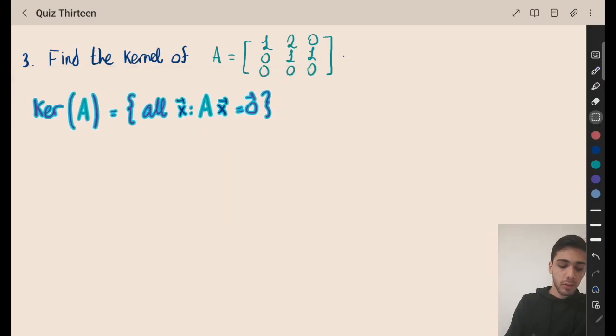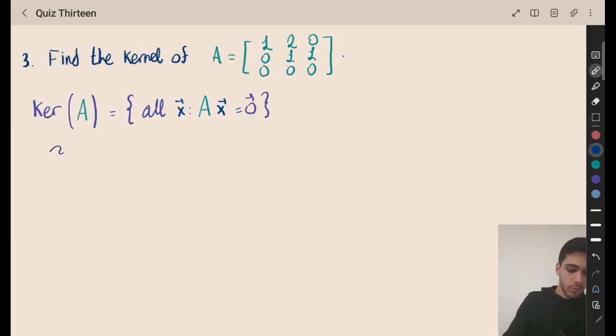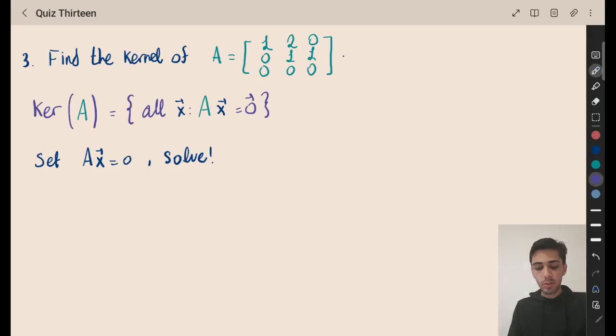So how do we find the kernel? Well, this is fairly simple, I would say. Just set Ax equal to 0 and solve. This is really all you need to do. So let's proceed as follows.